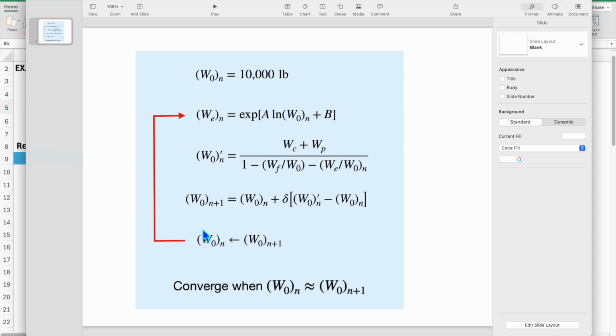And then Excel is going to automatically jump through these calculations over and over again until we get the condition where the cell W0n is approximately equal to W0n plus 1. At that point, that value for both of those will be our estimate for the gross weight of our aircraft. Your convergence requirement in Excel to stop is when these two values are within 0.001 of each other. You can change that to whatever you want within Excel, but that's just the default right now. So let's show what that is.